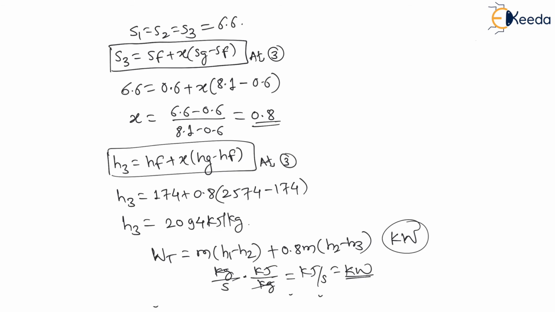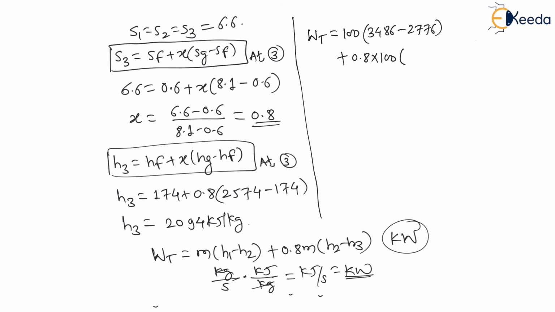Therefore, work of turbine, that is power output from the turbine, is equal to total mass 100 into H1. H1 is calculated. Here I have erased the data, but you have the data, right? H1 is 3486 minus H2, which you also have, 2776, right? Plus 0.8 times m means 0.8 into 100, into H2 minus H3, H2 is 2776 minus H3 is 2094, right? Let us find this work of turbine.